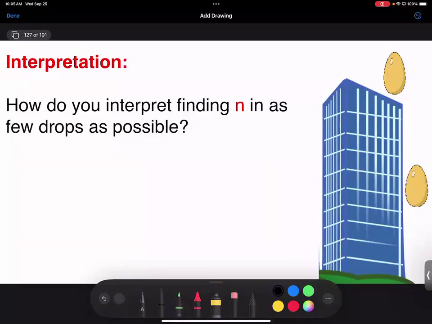My question is, are there any implicit assumptions we're making about this problem? And that's one of the reasons why I want to talk about this. What do you implicitly assume when you see something? What am I trying to minimize? I'm trying to minimize as few drops as possible. Minimize in what sense?